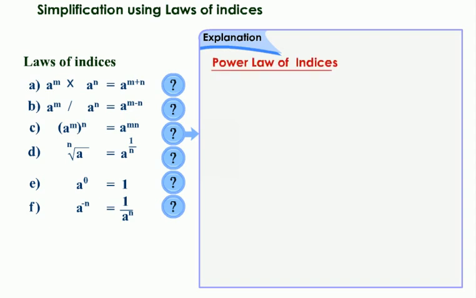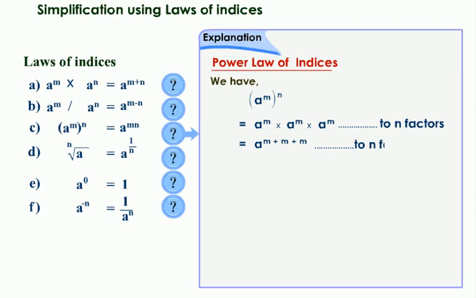Power law of indices. Students, we have (a^m)^n. We can write this expression as a^m into a^m into a^m up to n factors. This is equal to a^(m+m+m+...) up to n factors. This is equal to a^(mn).